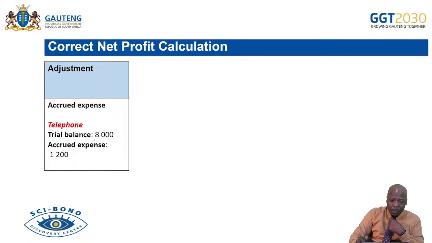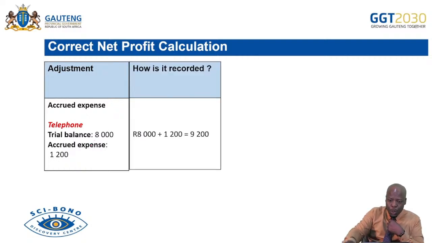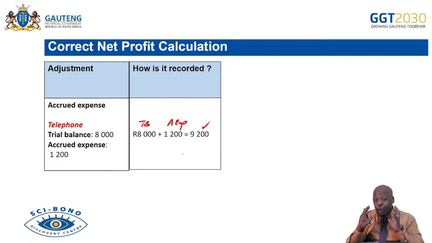All right, so if we have an accrued expense, you would know that in the statement of comprehensive income, we must add it. So we must take the amount from the trial balance and we add the accrued expense amount. Therefore, we end up with 9,200. That is how we do it when we prepare a normal statement of comprehensive income.